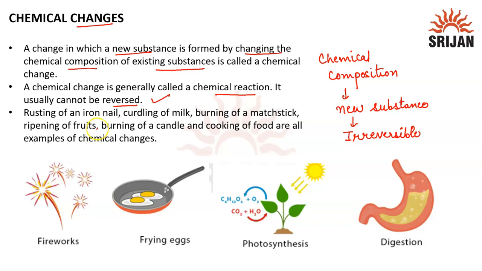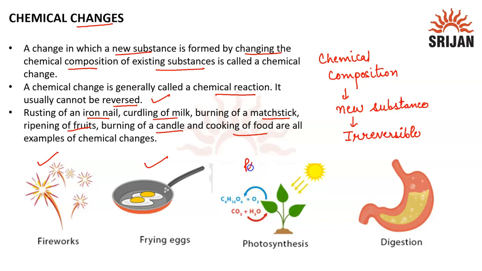For example, we have rusting of an iron nail, curdling of milk, burning of a matchstick, ripening of fruits, burning of a candle, cooking of food. All of these are examples of chemical changes. Other examples include bursting of fireworks. In fireworks also, chemical reactions take place. Frying eggs is an example of cooking of food.